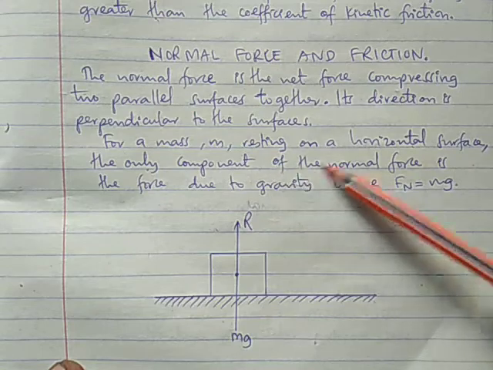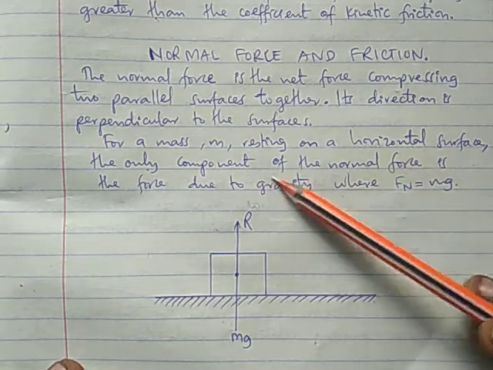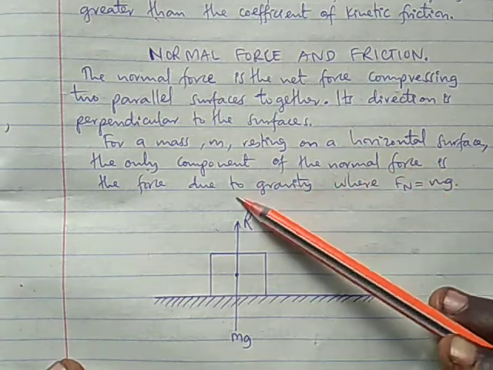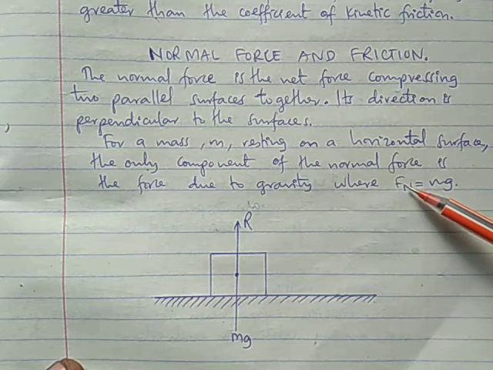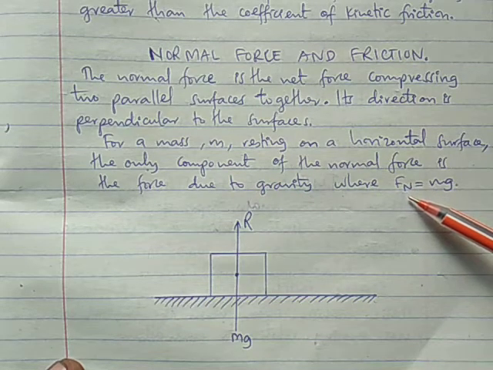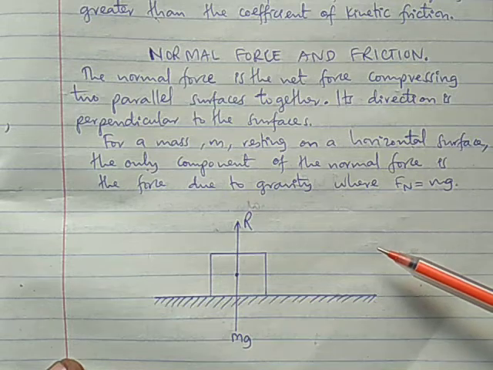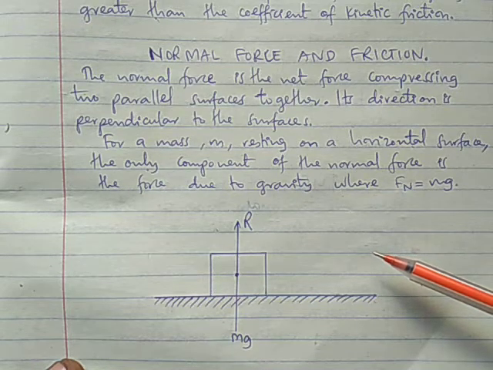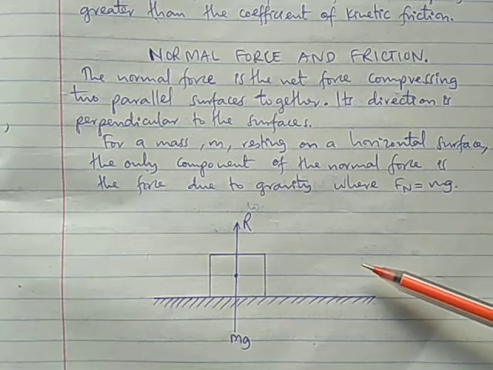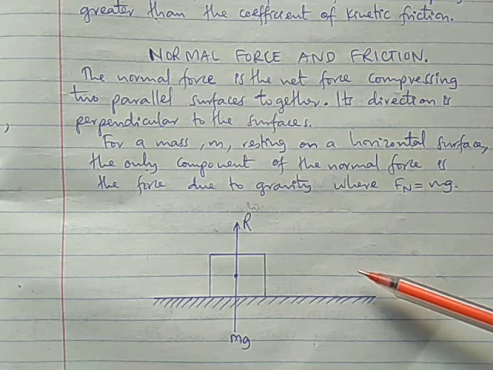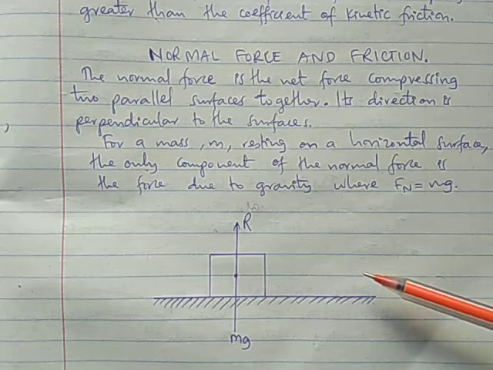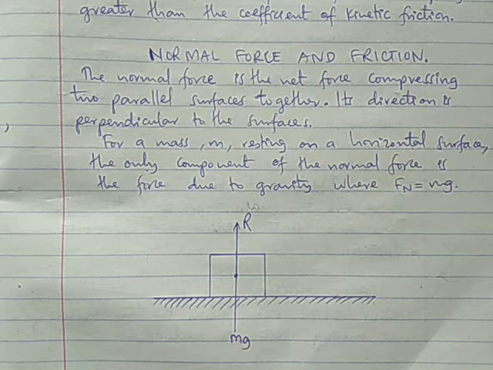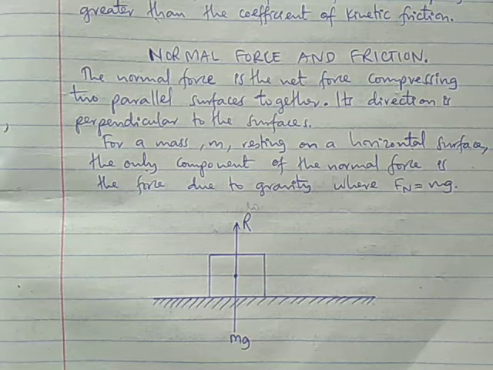For a mass M resting on a horizontal surface, the only component of normal force is the force due to gravity, where Fn, that is the normal reaction, will be equal to mg. For the mass resting on a horizontal table, Fn will be equal to mg. So, for all cases where we will be solving questions for the mass resting on the horizontal table, we will be using normal reaction R is equal to mg.